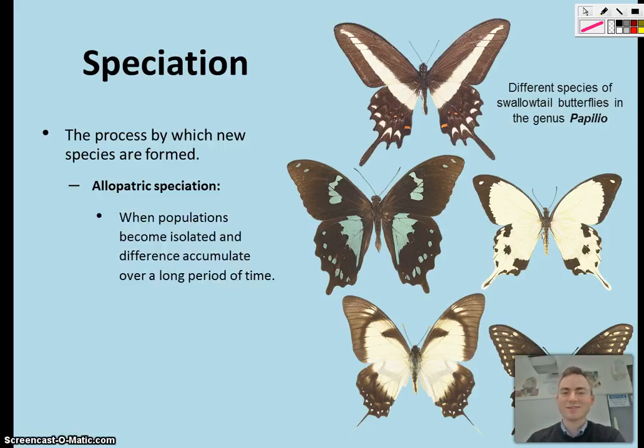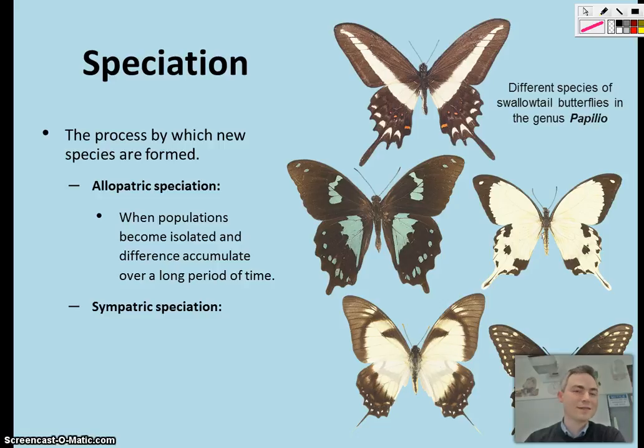And its kind of defining characteristic is that it results from populations becoming geographically isolated, and then because the populations are isolated from one another, differences may accumulate within the populations over time, and eventually they'll become different species.